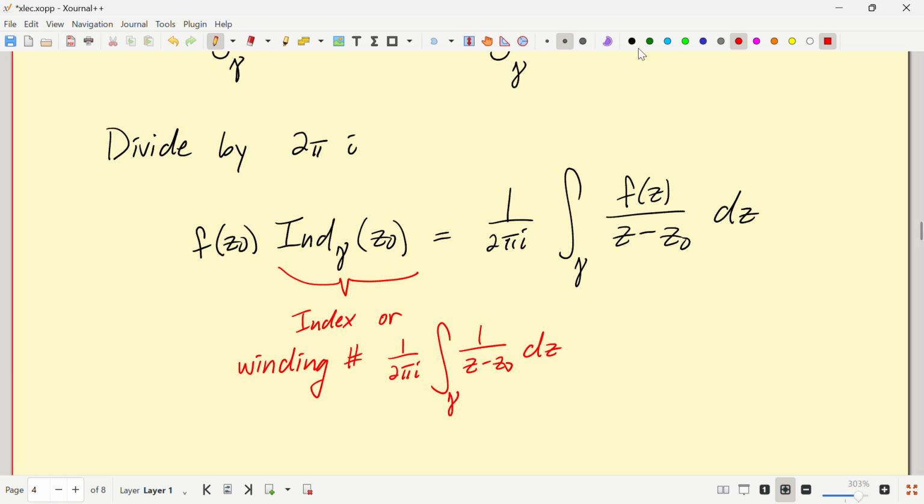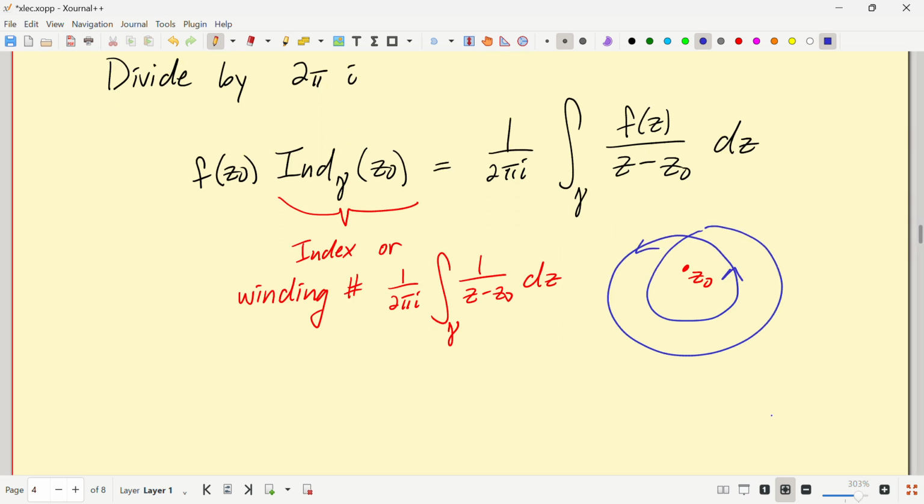So let's see, I'll show you a winding number. Here's z naught. Here's a curve that goes around twice, once, twice counterclockwise. The index of that curve, its index of z naught, is 2. It winds around twice.